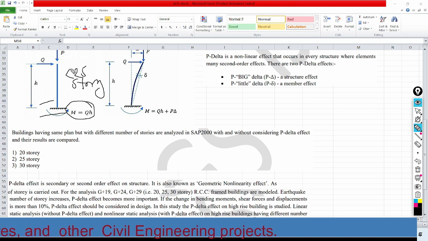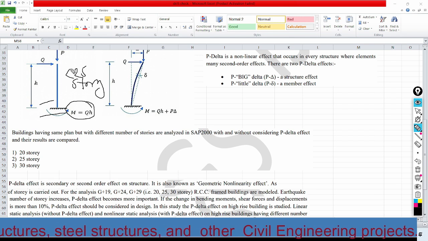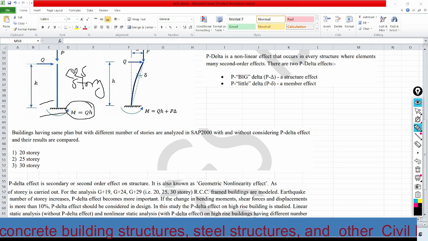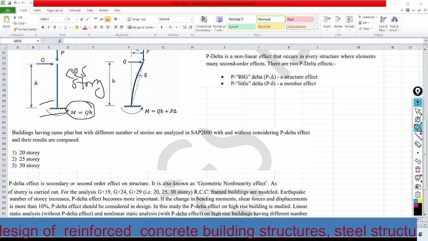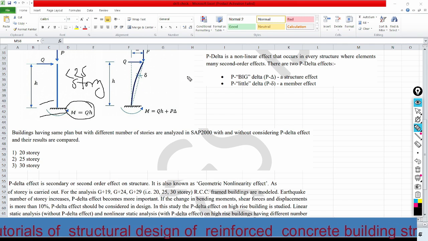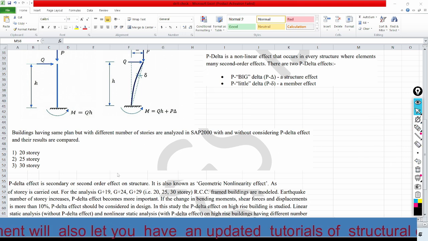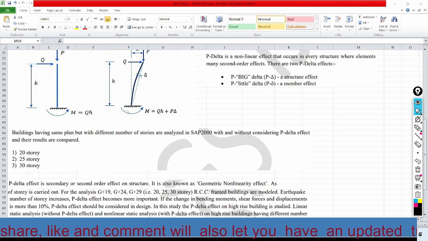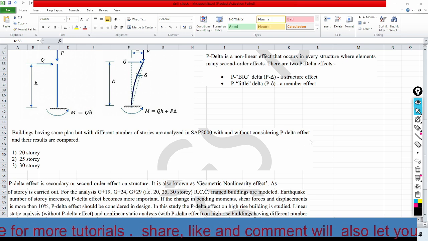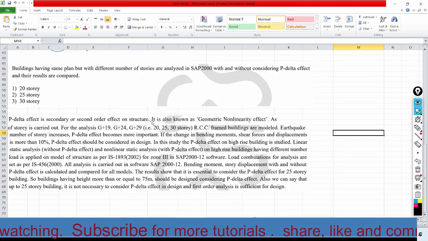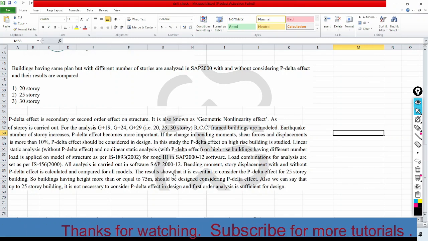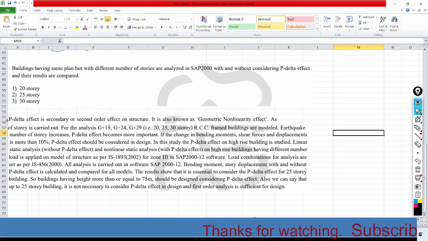But for buildings which have a story number of 25 and above, we need to consider the P delta effect. But this research was carried out for residential buildings. It is not applicable for commercial as well as other building types.